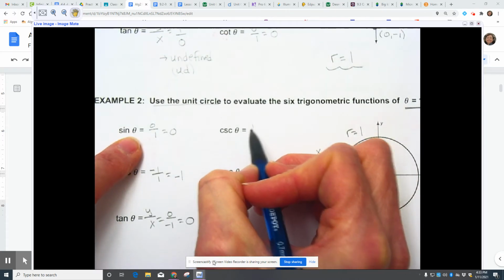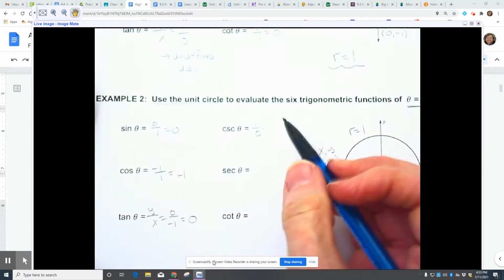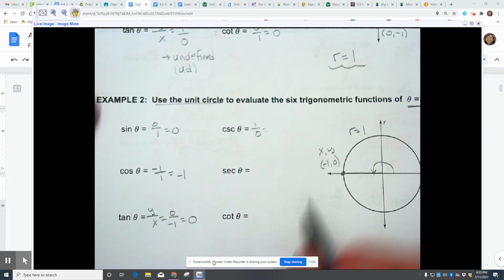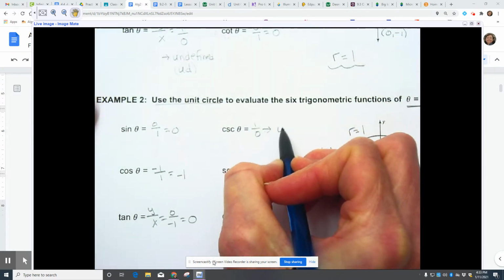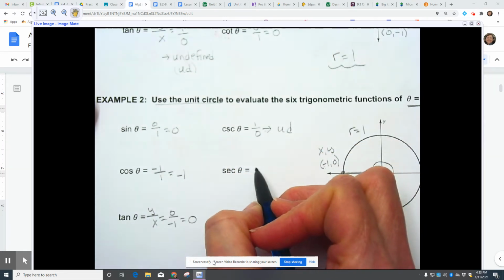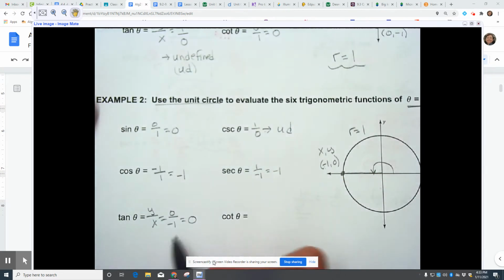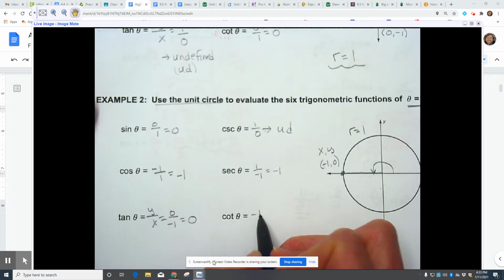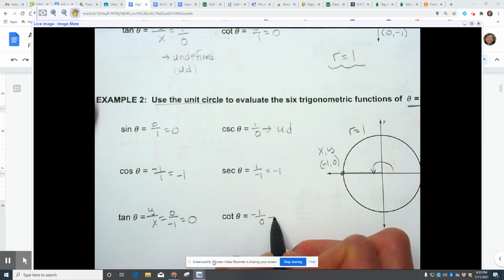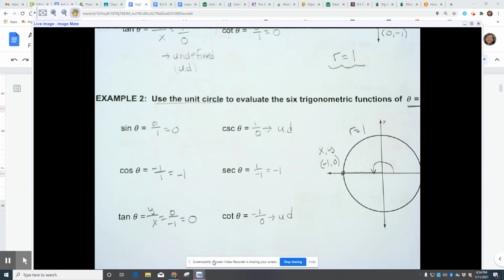This is its partner, flip it. I end up with a 0 on the bottom, which I don't like to say equals, because it doesn't equal anything because it's undefined. Flip this fraction, well, you're just going to get 1 over negative 1. You're still going to have negative 1. Flip this fraction, you're going to have negative 1 over 0, again undefined. Okay?